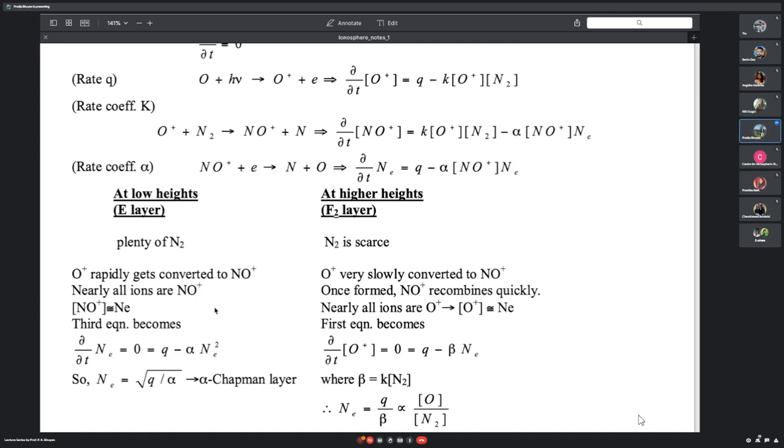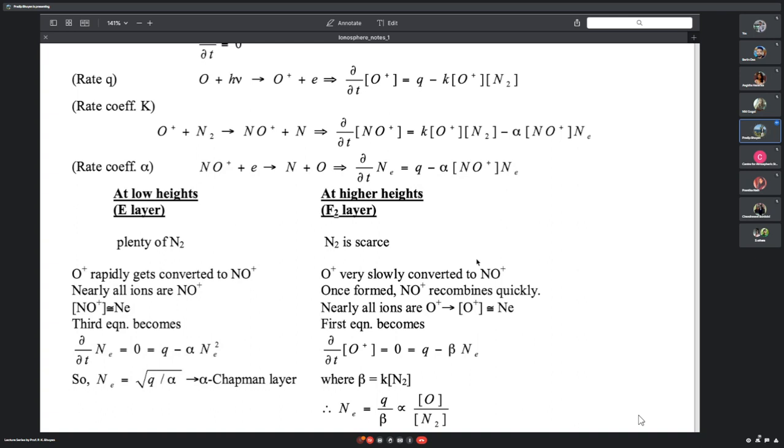And therefore, by the logic of equation three, you get Q minus alpha Ne squared, because the number of Ne is equal to NO plus, number of ions equal to number of electrons. So alpha Ne squared, and therefore Ne is the square root of Q by alpha. Here you do not get any beta. You have not seen any beta. So Ne in the E region will be an alpha Chapman layer, or E is an alpha Chapman layer.